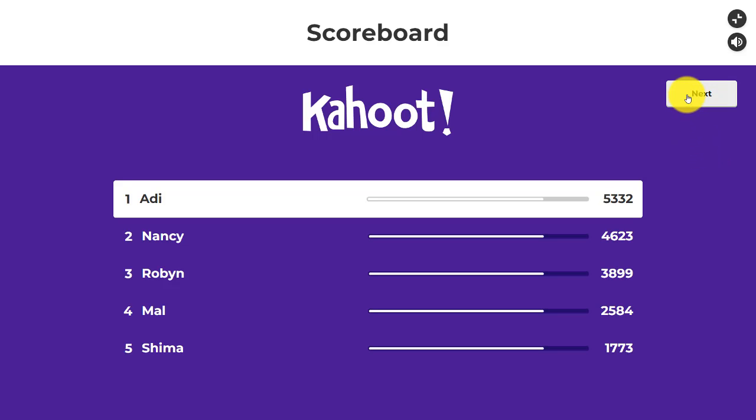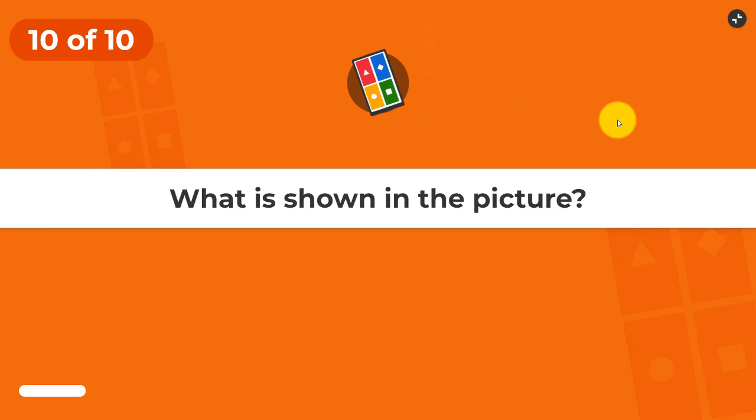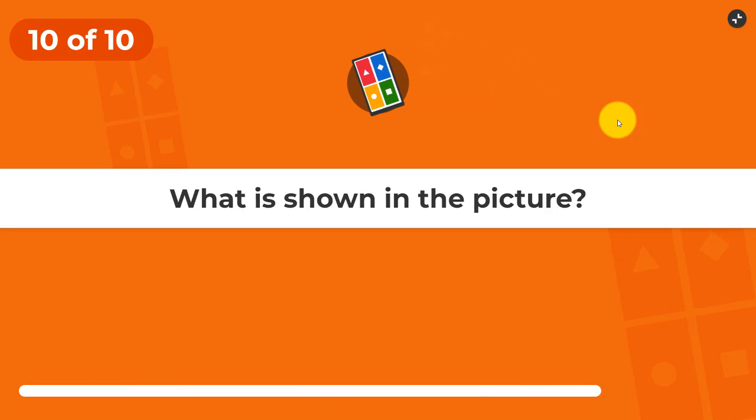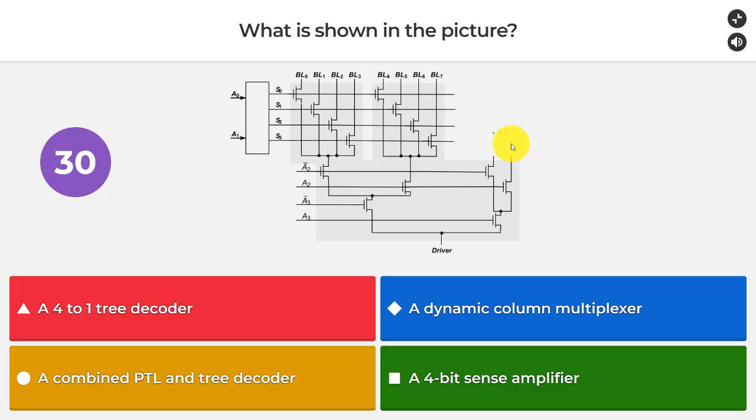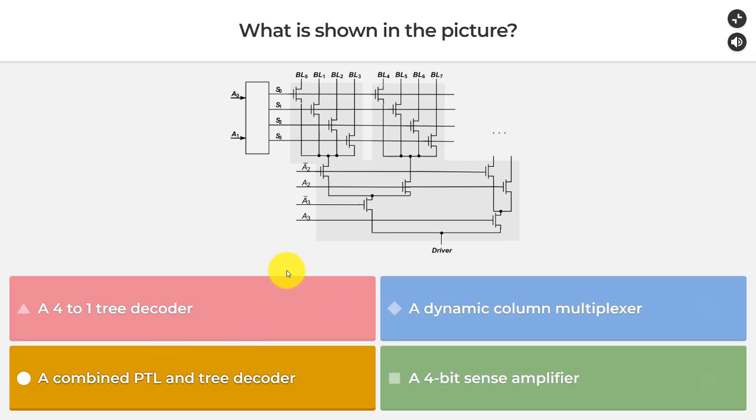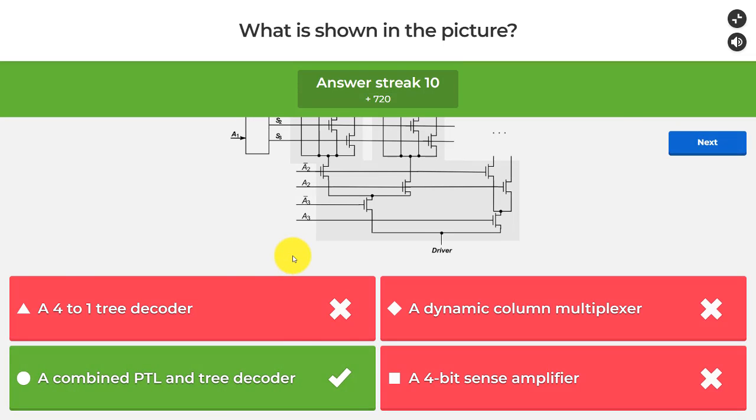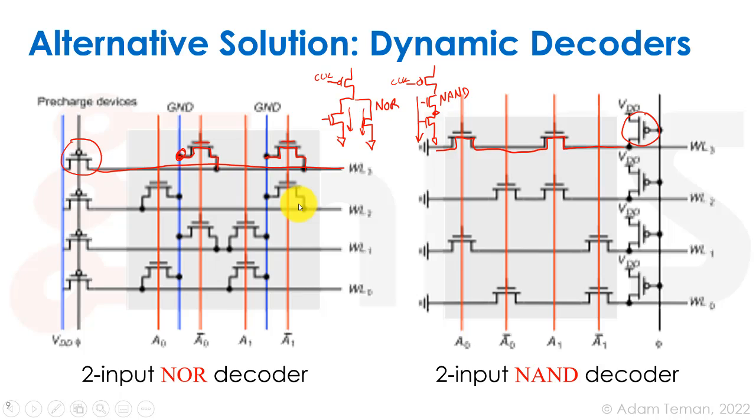Okay, and now we will go to our last question. What is shown in the picture? Is it a 4-to-1 tree decoder? Pay attention, we have 4 bits, A0 to A3. A dynamic column multiplexer, a combined PTL and tree decoder, or a 4-bit synth? Well, of course, it's going to be a combined PTL and tree decoder. And let me just show that over here.